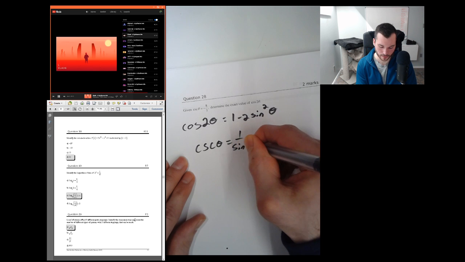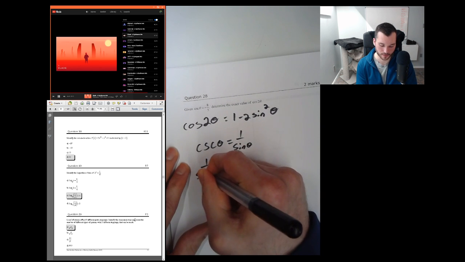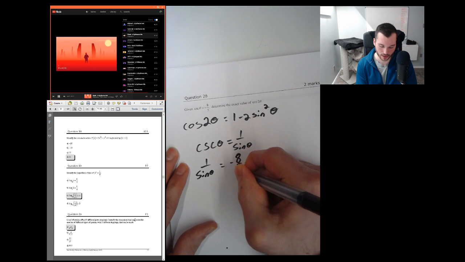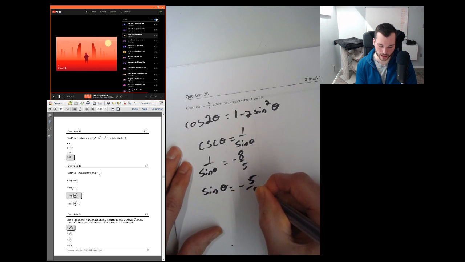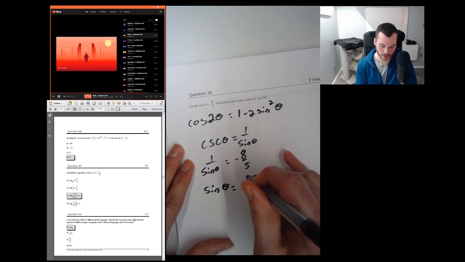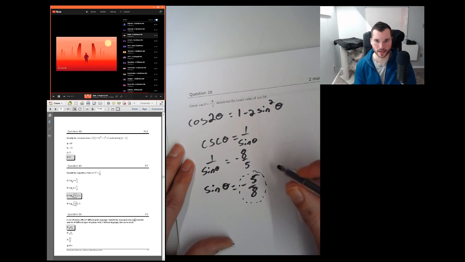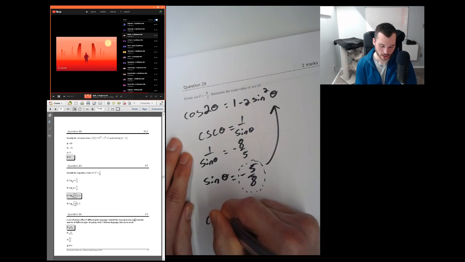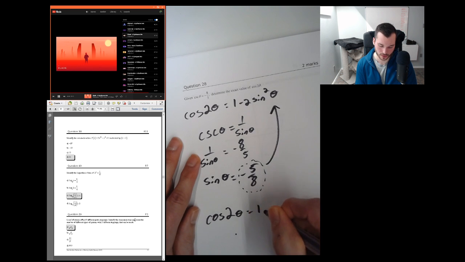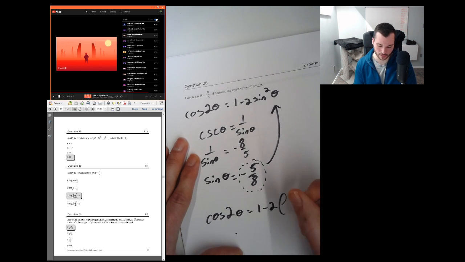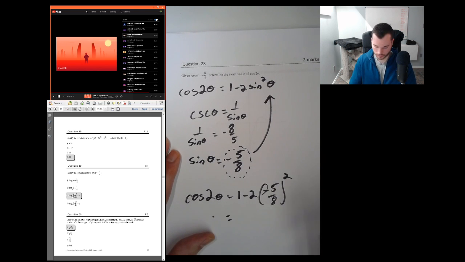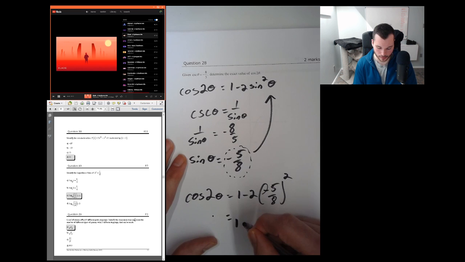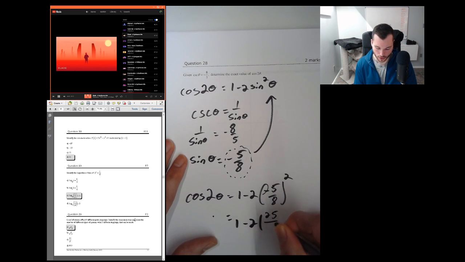1 over sine theta. So we know that 1 over sine theta equals negative 8 over 5. And now I'm going to get what sine theta is and say that's 5 over 8. Right? So now I get to use that as my exact answer. So cos 2 theta equals 1 minus 2, open brackets, negative 5 over 8 squared. Not bad. Still gotta work, right? Exact values. Minus 2, open bracket, 25 over 64.